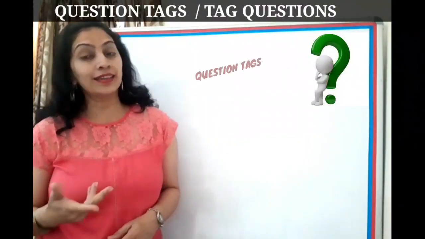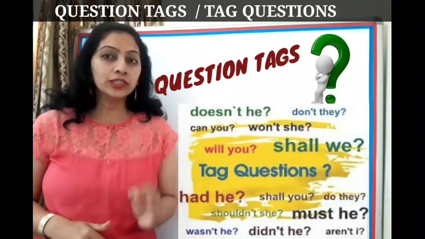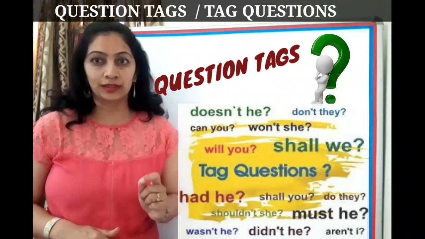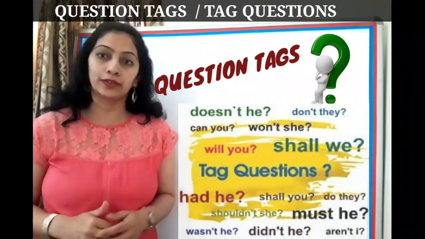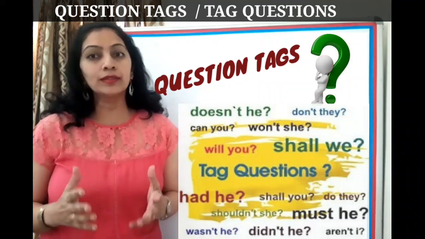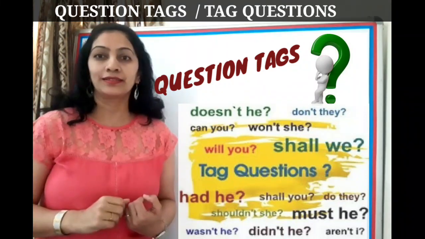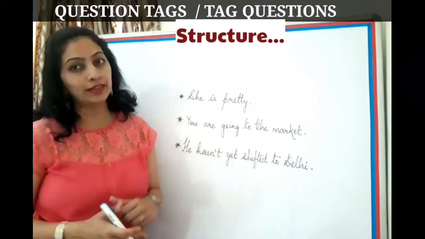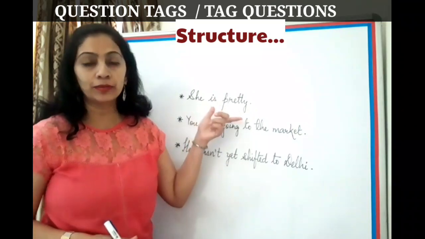Okay, let's start knowing something more about these question tags. A question tag or a tag question is basically an addition to the statement at the end of it. The main purpose is to get confirmation about the reply. Just have a look at these statements. She is pretty. It's a statement.